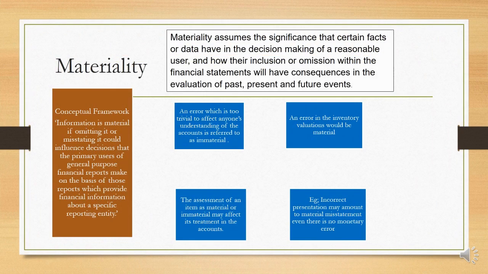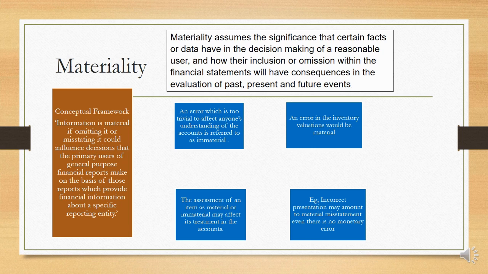Okay, it is materiality. Materiality assumes the significance that certain facts or data have in the decision making of a reasonable user, and how their inclusion or omission within the financial statements will have consequences in the evaluation of past, present, and future events. Based on the conceptual framework, information is material if omitting it or misstating it could influence decisions that the primary users of general purpose financial reports make on the basis of those reports, which provide financial information about a specific reporting entity.